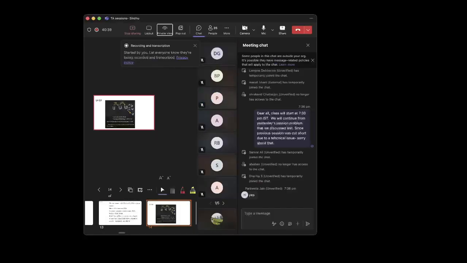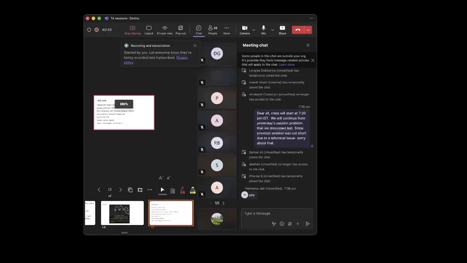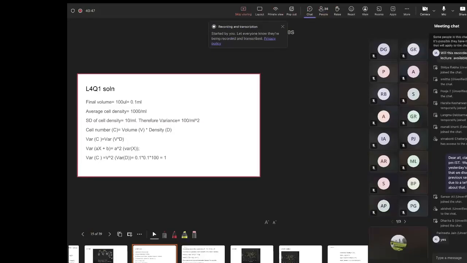Okay, so let's discuss the solution now. So here in the question, these are the givens: the final volume is given, which is 100 microliter or 100 by 1000, which is 0.1 ml. And the average cell density is 1000 per ml. And they have also given the standard deviation. And from the standard deviation, we can find the variance by squaring it. So 10 square is 100.